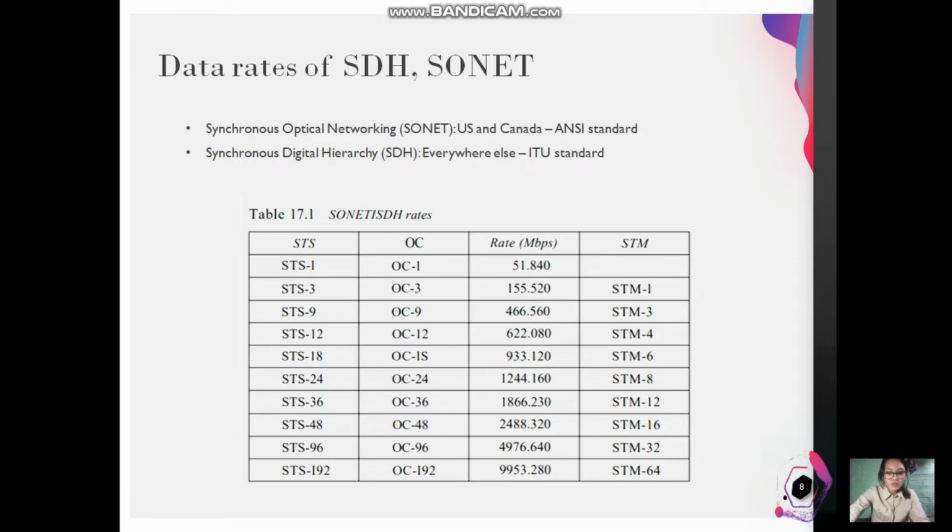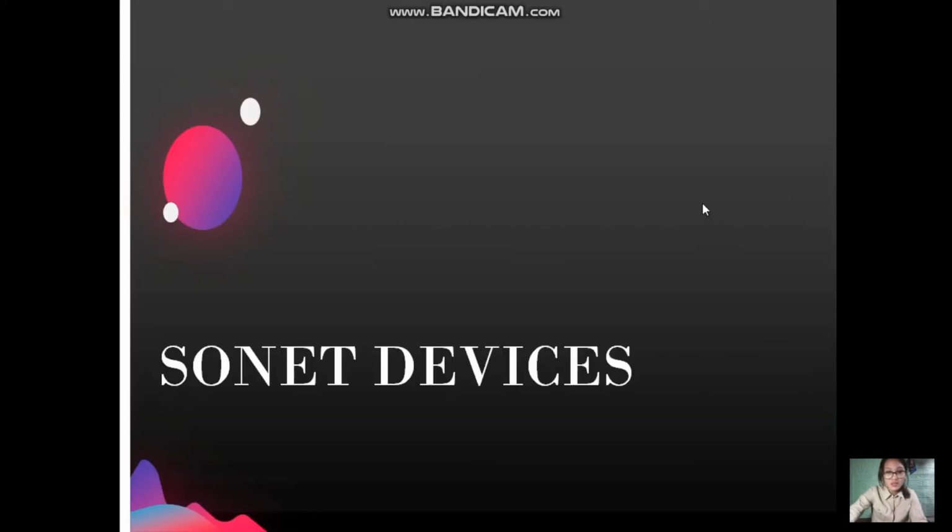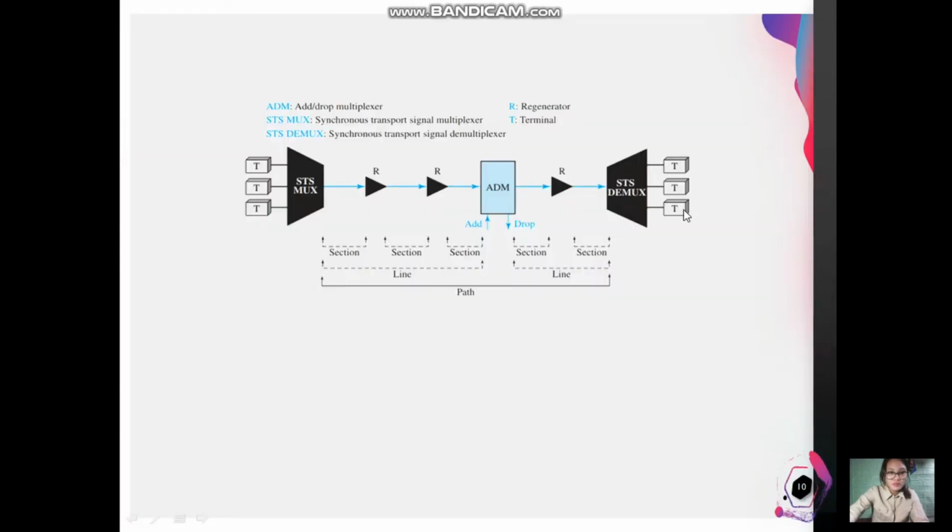Now, before we jump into the SONET/SDH frame, there are some other terminologies that we need to talk about in SONET devices. Alright. So the end-to-end connection through a SONET/SDH network is always called the path. So this is the end-to-end portion of the network between the two STS multiplexers.